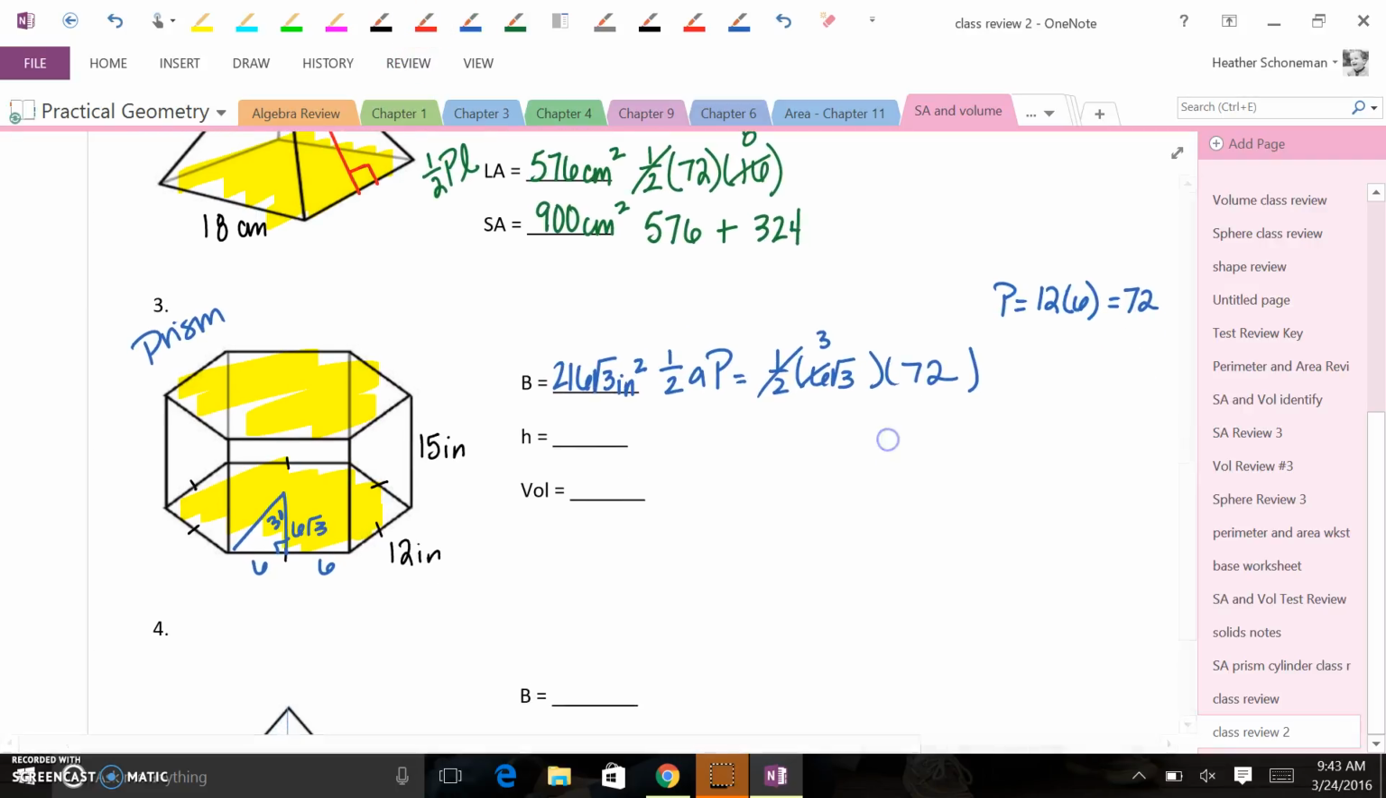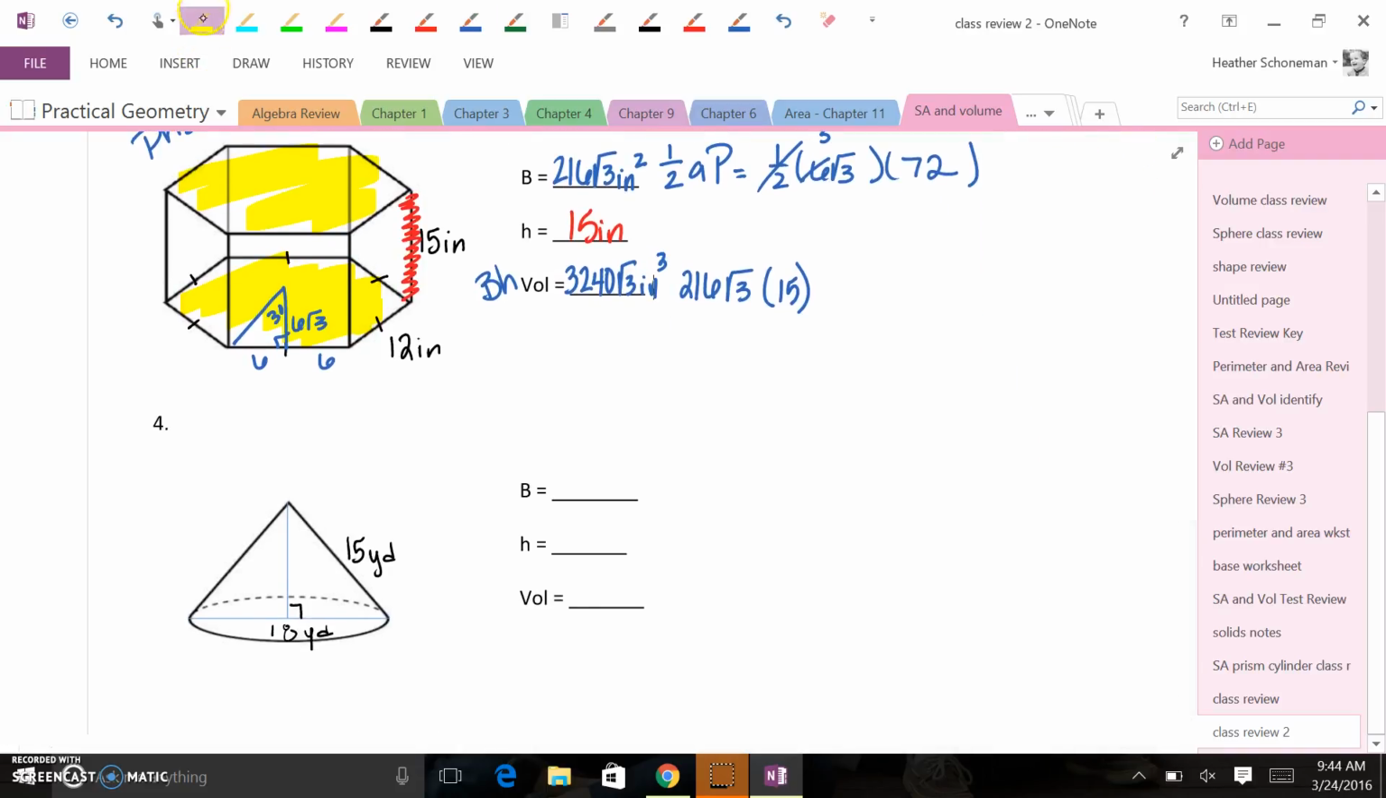In a prism or a cylinder, the height is the distance between the two bases, which in this case is 15 inches. Alright, volume. Volume of a prism, if you look on your formula sheet, is just base times height. So the base is 216 square root 3, and the height is 15. So when you multiply those two things, you should get 3,240 square root 3 inches cubed when it comes to volume.